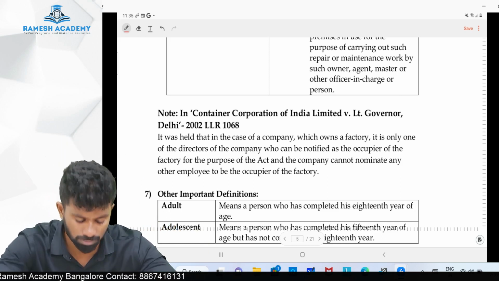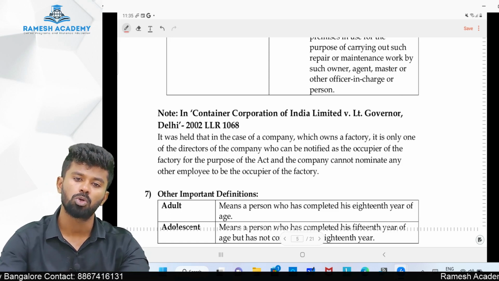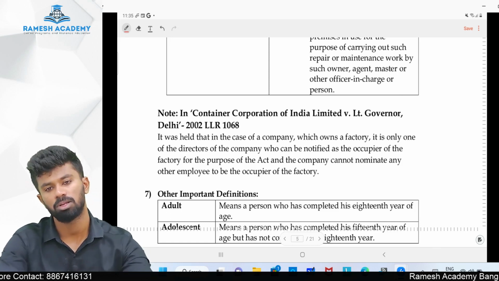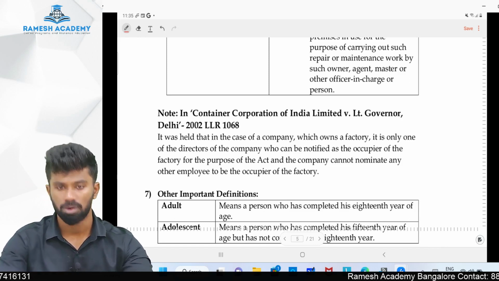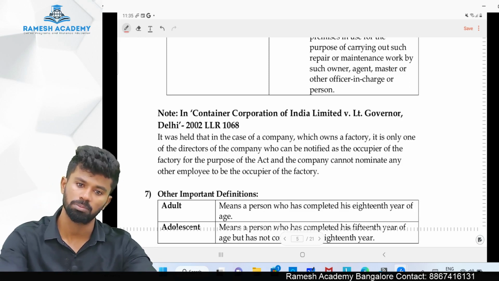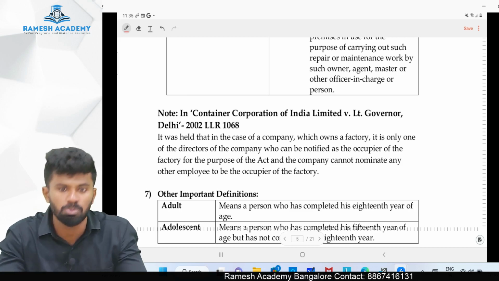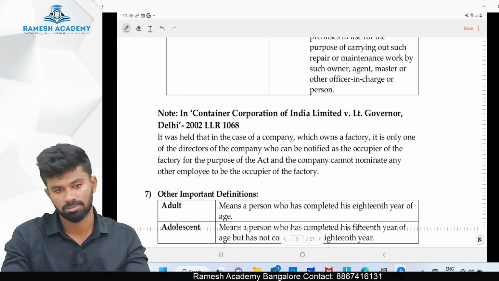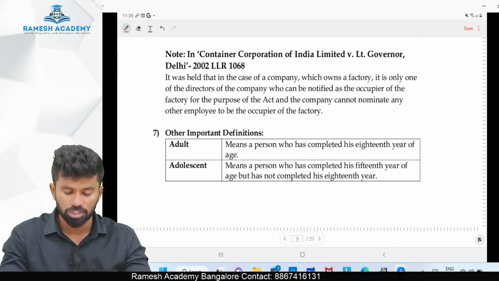So if it is a partnership firm, who is the occupier? One of the partners. If it is a company, any one director of the company. If it is owned by the government, then any person who has ultimate control over the affairs of the business is considered as the occupier. And they are the ones who will be held responsible for non-compliance. Other important definitions.